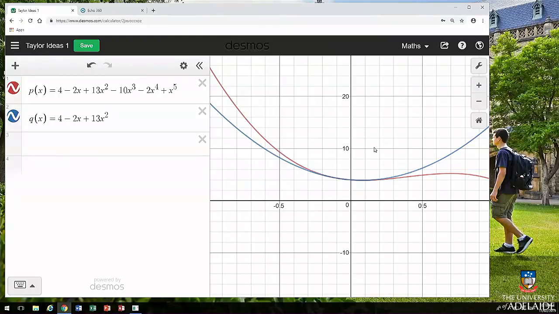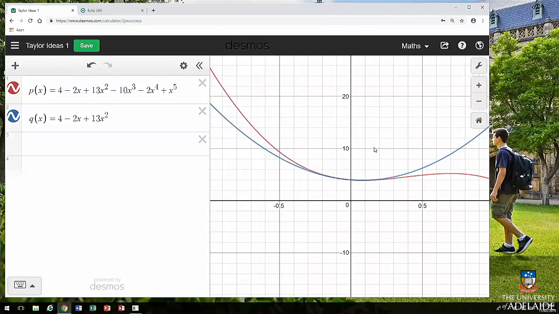Has anyone got a theory as to why that is? It's okay if you don't. Just wondering if you had one. Got a theory there? Yeah?